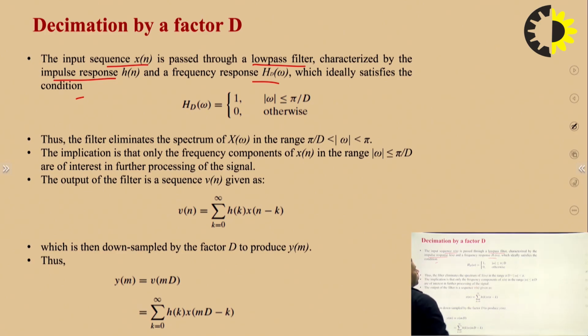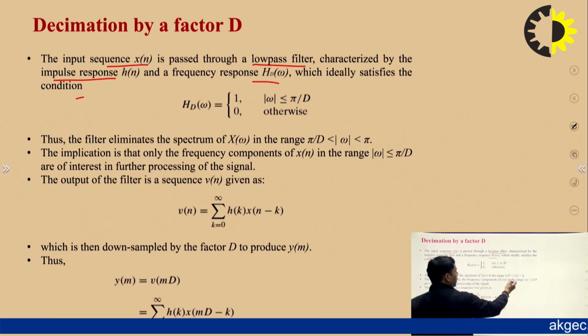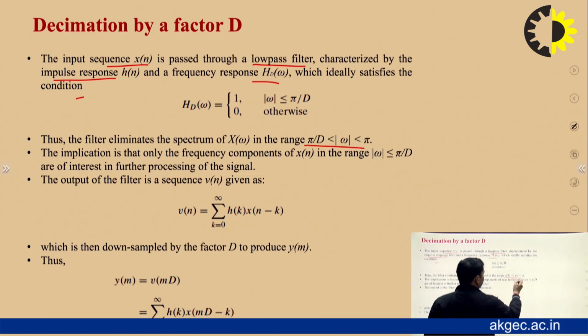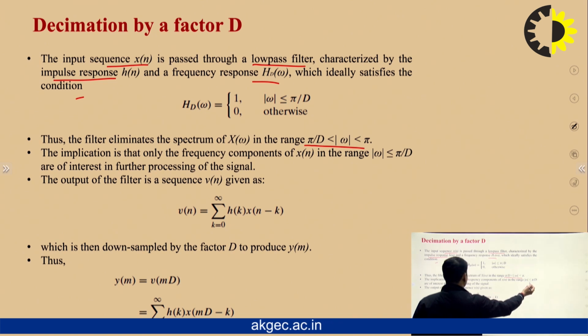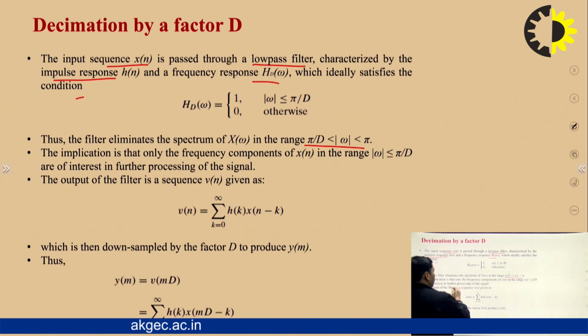That S_D(omega) is 1 for the magnitude of omega less than or equal to pi by D, and 0 otherwise. Thus, the filter eliminates the spectrum in the range of omega greater than pi by D but less than pi. So, the implication is that only the frequency components of x(n) in the range omega less than or equal to pi by D are of interest for further processing of the signal.